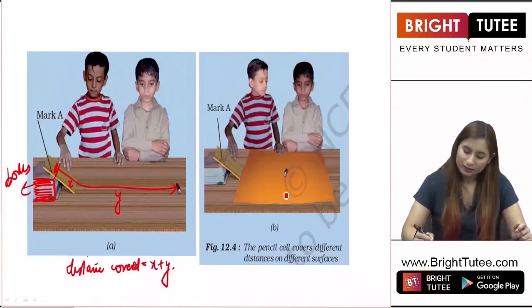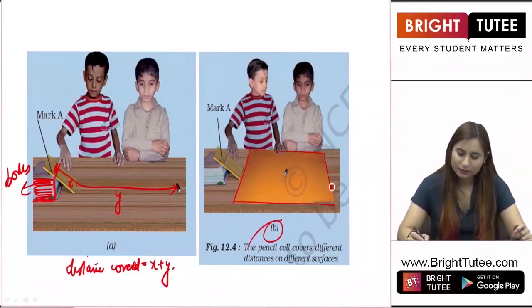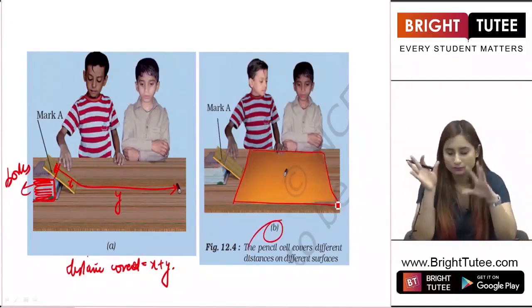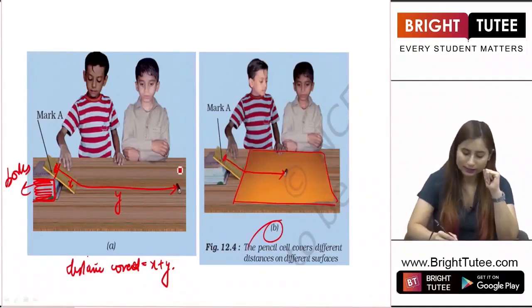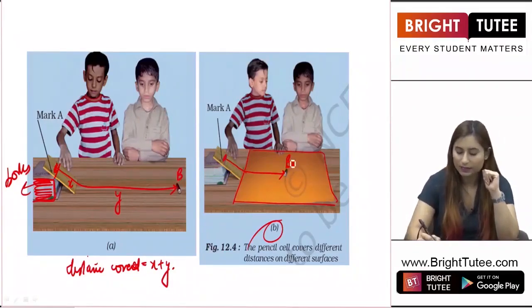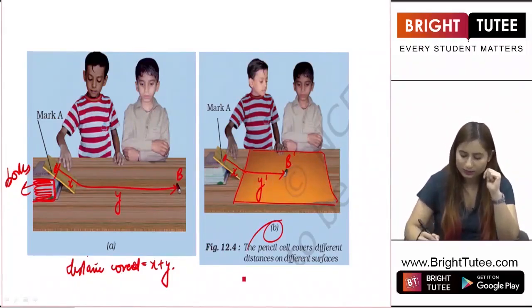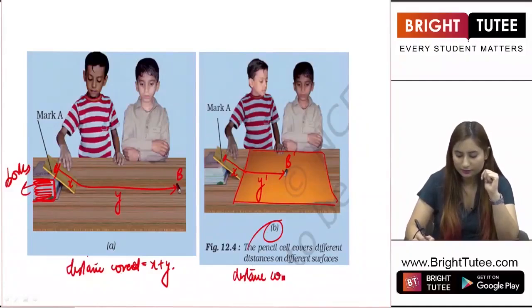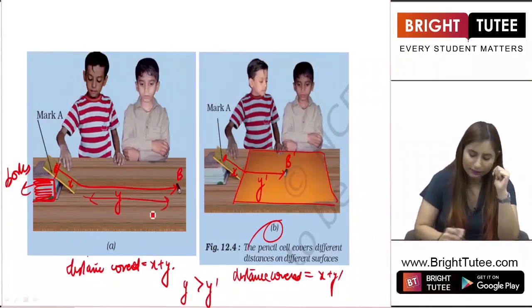Right, students? In the second case, they have kept a cloth. Right? There is a cloth present on the table now. Now they are sliding the cell again from the inclined surface. This is the mark A again, and here is the cell. The cell goes down and then moves up to this point only. This was point B, let's say, and this is point B dash, right? So what is happening? It covers the same distance x, but the distance covered on the cloth is different, which is y dash. So the distance covered is x plus y dash. Now we know that y is more than y dash, right? This length is much more than this length.